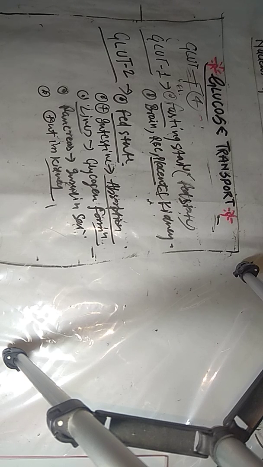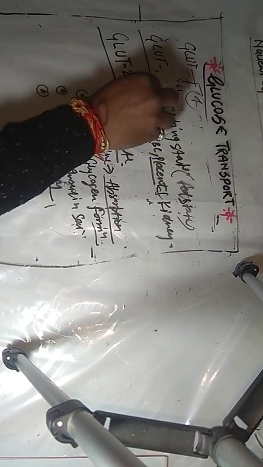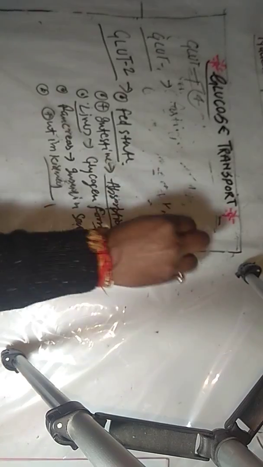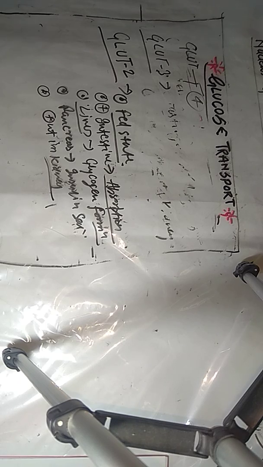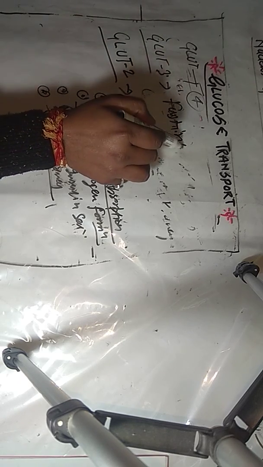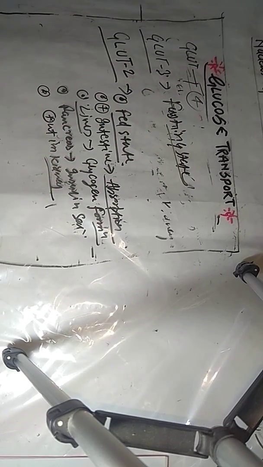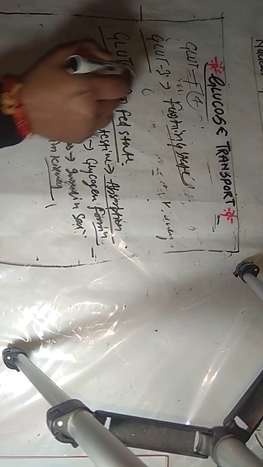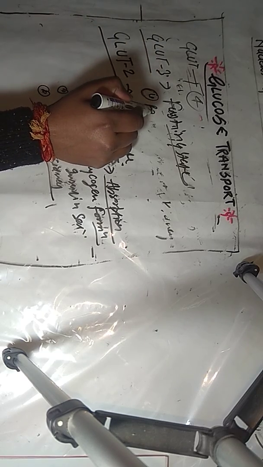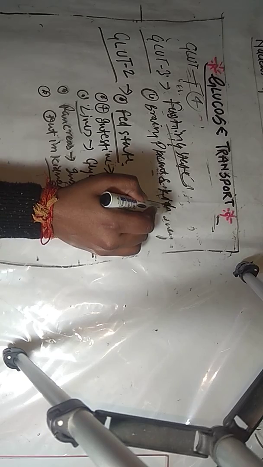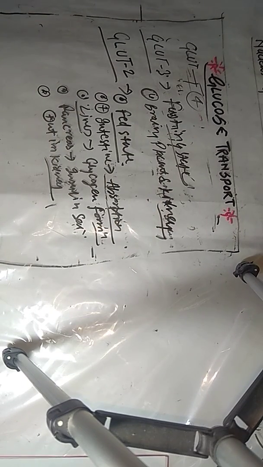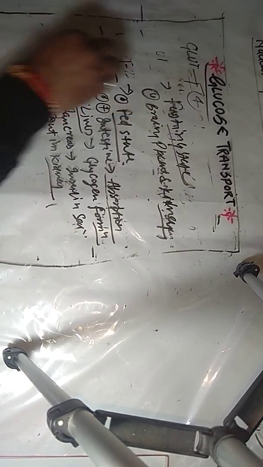So after this, we will go with GLUT3. It works in the fasting state, and its location is mainly the brain, placenta, and kidney. So these are GLUT1, GLUT2, GLUT3.